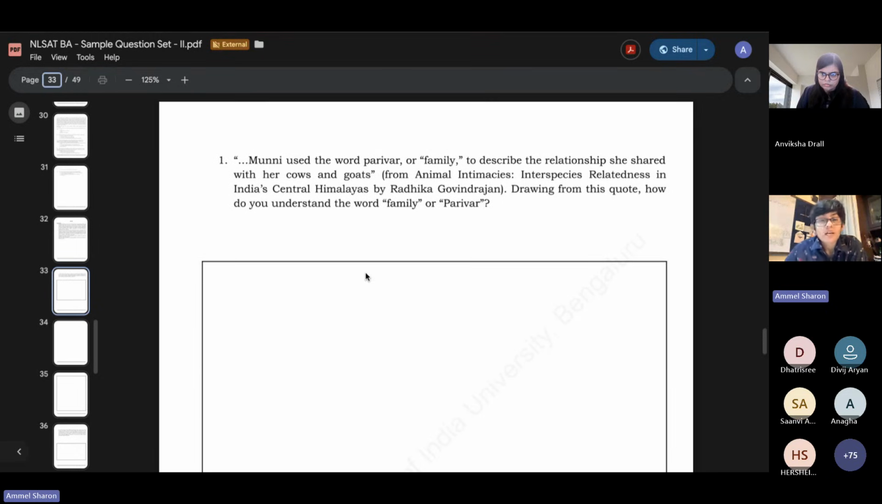Number one, Munni used the word parivar, or family, to describe the relationship she shared with her cows and goats. Drawing from this quote, how do you understand the word family or parivar? Now, this is a question that demands a short answer as compared to the long essay. So you want to be able to provide maybe one or two clear points about how you understand the word family or parivar. How might you go about this?